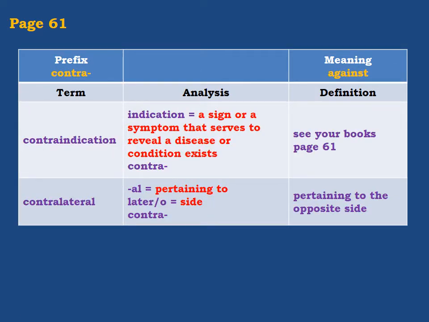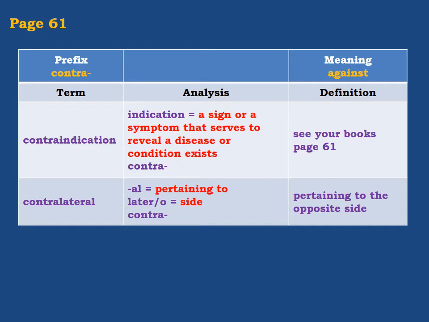The next prefix we have contra. Contra means against. Now, the first term, contraindication. Contraindication. Indication, this is from modern English, we use it. A sign or a symptom that serves to reveal a disease or condition exists. Indication, to indicate. You are familiar with this.